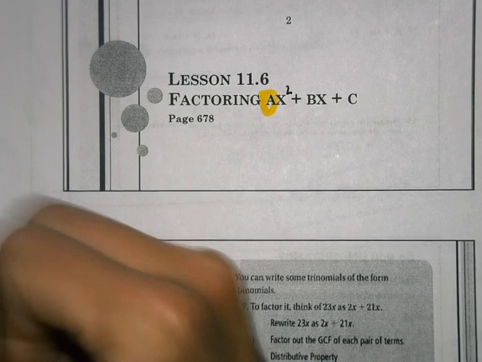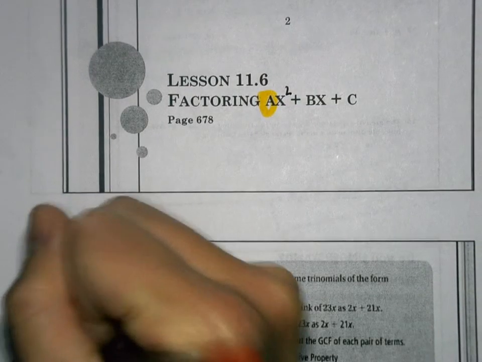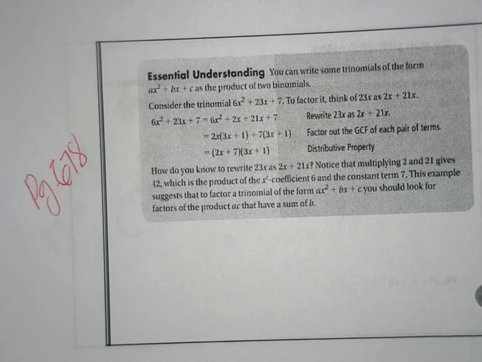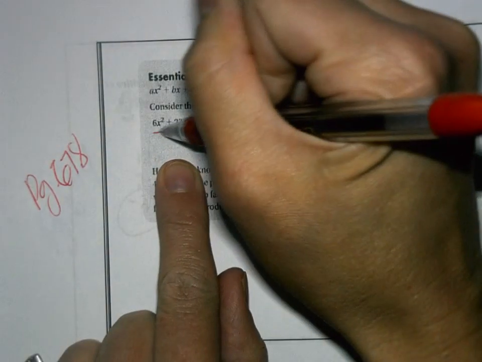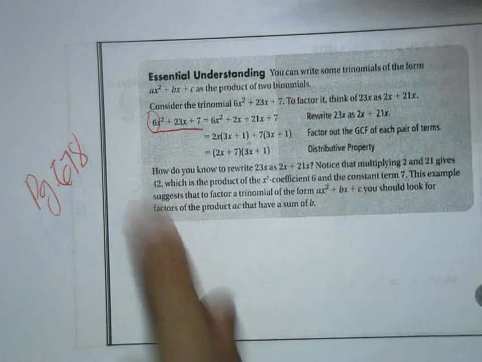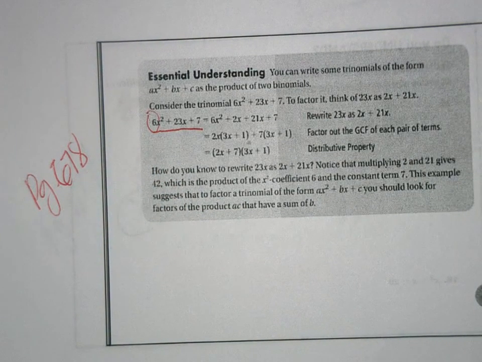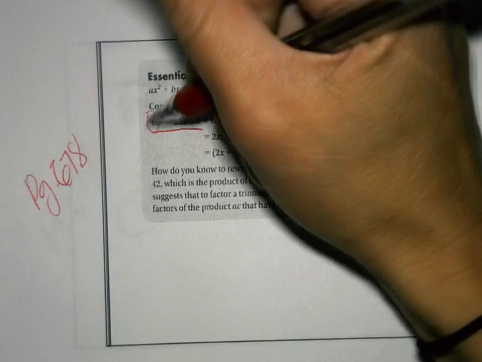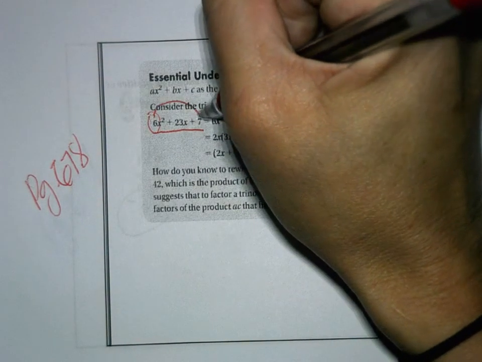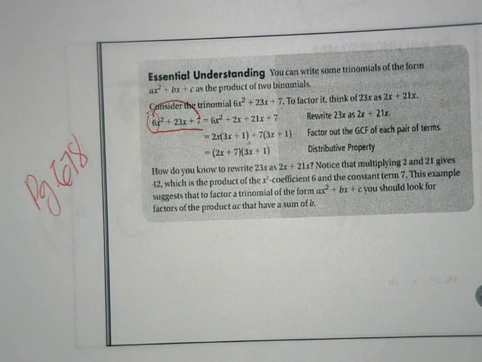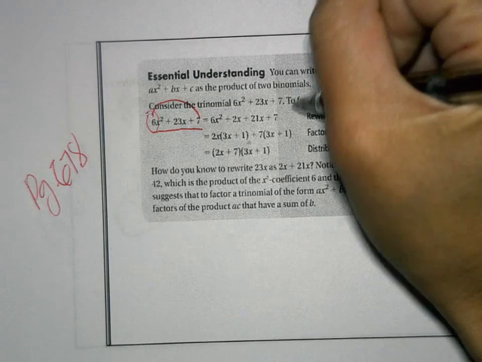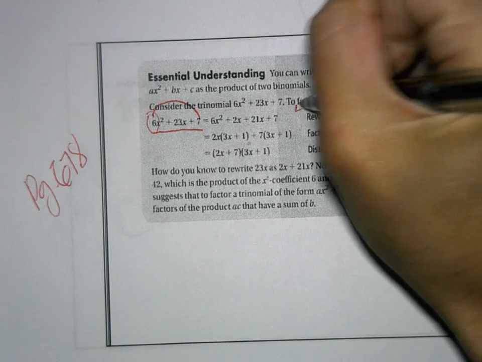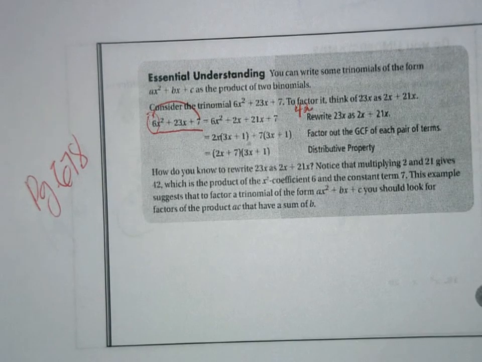So on page 678, they have an example there for you that has kind of been worked through. So when you start here, do you notice this problem here? There is a number in front. Yesterday when we were factoring, there was not a number in front. Anytime you have a number in front, what you end up doing is taking the 6 and multiplying it to the end number, which is 7. And 6 times 7 is what? 42. Good.